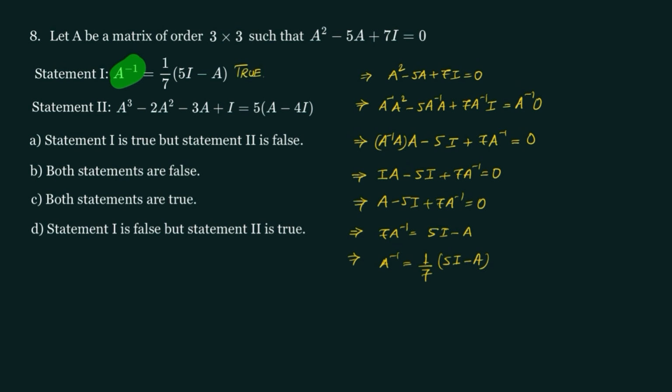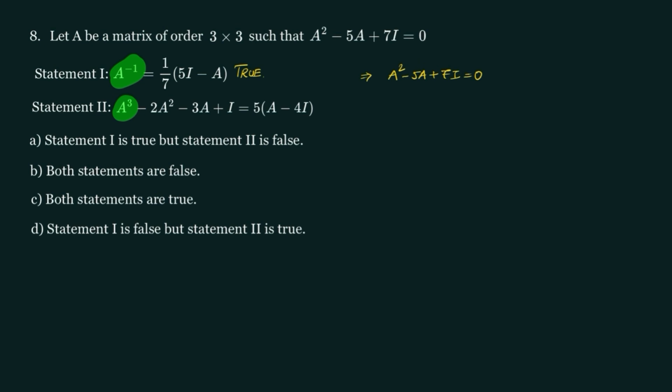In order to check statement 2, there is A cube. That means first I need to find the value of A cube, and I have to check whether statement 2 is correct or not. So for that, let us multiply the given equation by A on both sides. Then it will be A into A square minus 5A into A plus 7A into I equals A into 0. So this implies A cube minus 5A square plus 7A equals 0.